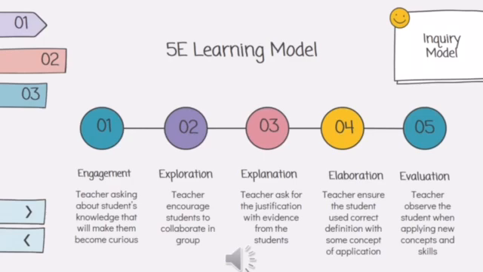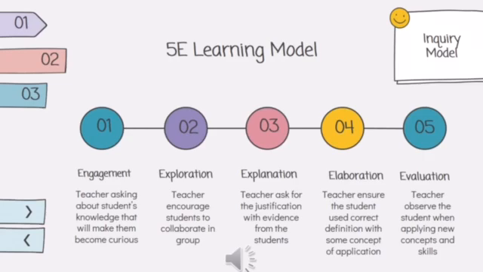This 5E learning model has 5 steps. Number 1 is the engagement step. In engagement, the teacher asks about the students' knowledge that will make them curious. When they become curious, this will make students interested in the topic and show interest in learning. Then step number 2 is exploration. In exploration, the teacher encourages students to collaborate in groups. This condition will make students good thinkers and discuss among their group.